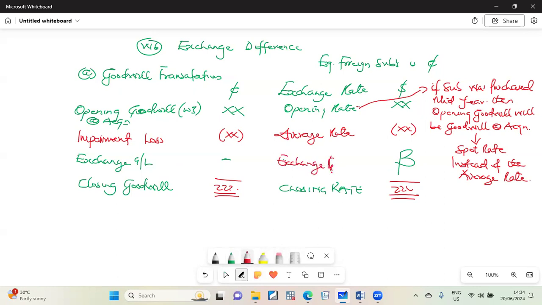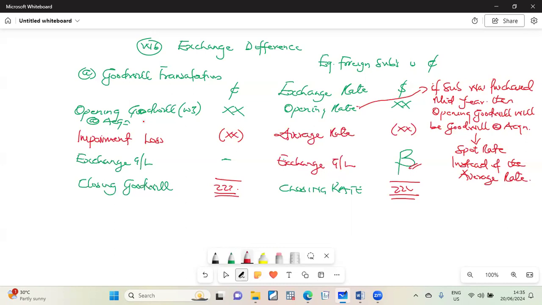Exchange gain or loss. So that is the workings you need to do. Exchange gain or loss is the figure that you will find here. All right. So goodwill that you calculated there at acquisition, you will use the opening rate, or average rate, but if the subsidiary is bought mid-year, then focus on your spot rates.